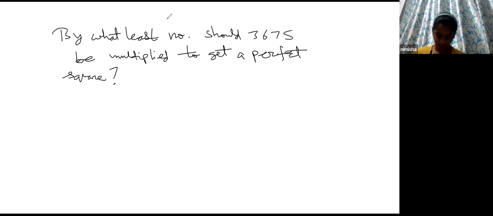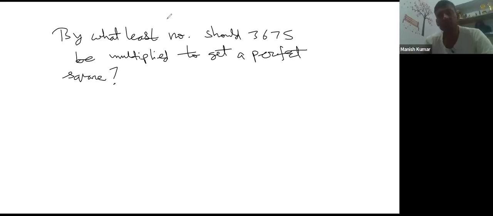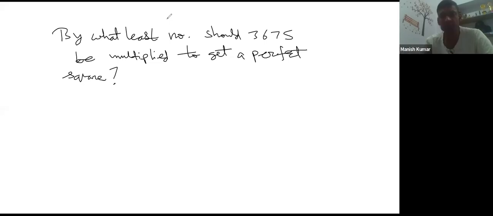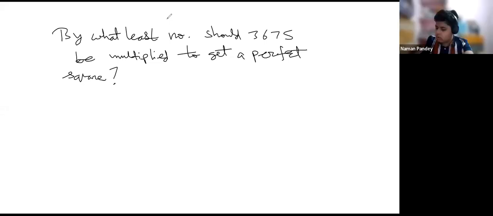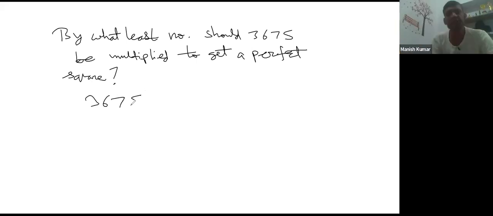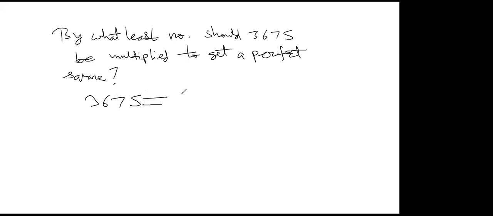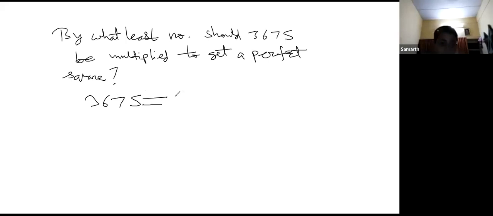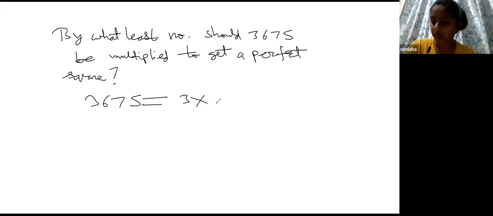Done, sir. What's your answer? 3. Yes. Okay. Naman, Samarth, have you done? No, sir. 3675 is equal to what are the factors, Nimisha? Sir, 3 into 3 into 5 into 5 into 7 into 7, I've got when I multiplied 3 to it.